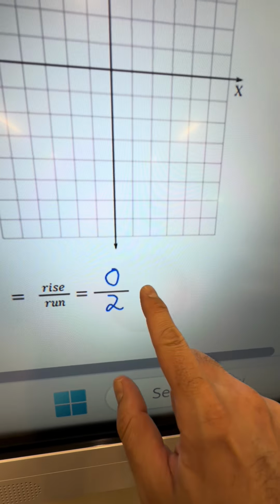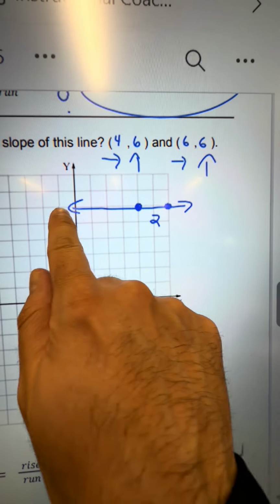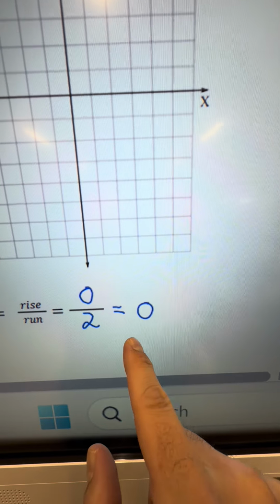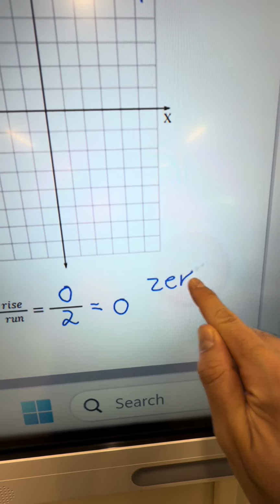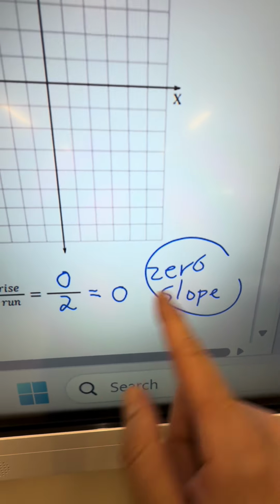And as always, you're going to simplify your answer. 0 divided by 2 is 0. Remember, this right here is called a 0 slope. And my answer matches. My answer is also 0. So a 0 slope will always match the answer you get, which in this case was 0. So they always should match.